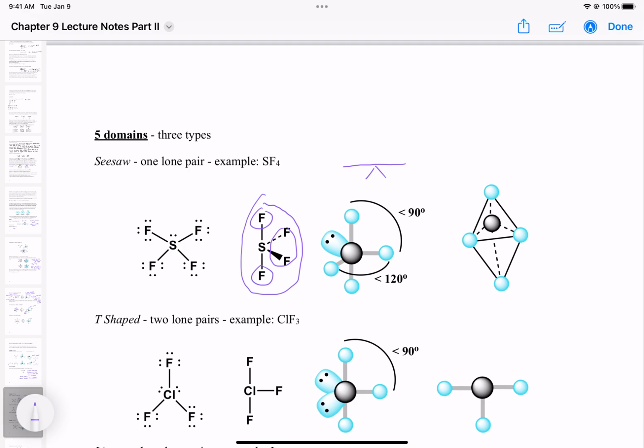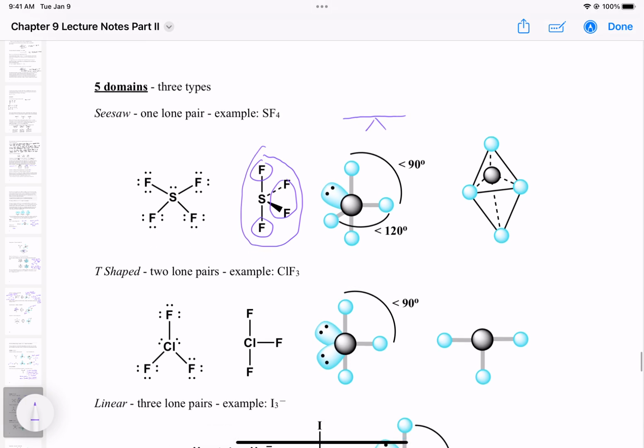Okay, so I drew those bonds there. Those bonds technically don't exist. So the solid lines technically don't exist. So this is just to represent the shape. So it looks like a seesaw. But if you think about it right now, it kind of looks like a kite, doesn't it? But it's not a kite. So this is just to kind of give a different perspective. Okay, so when we have two lone pairs instead of one, we get what we call now a T shape.